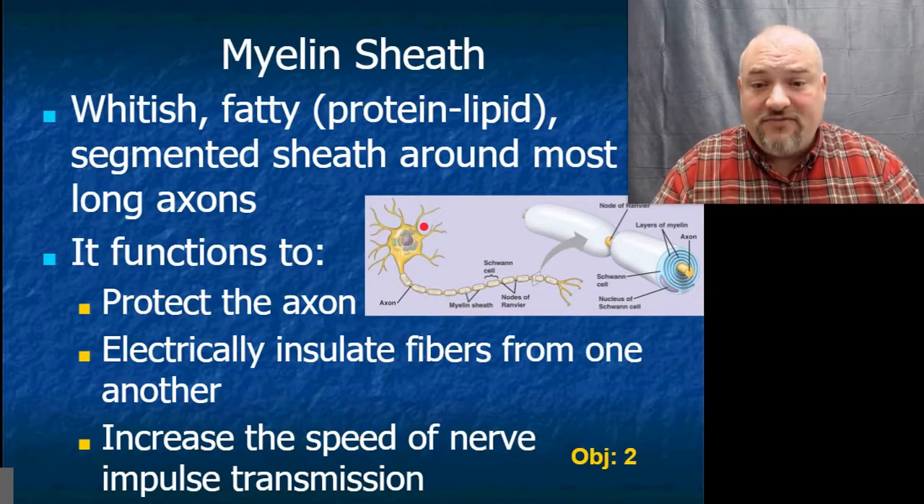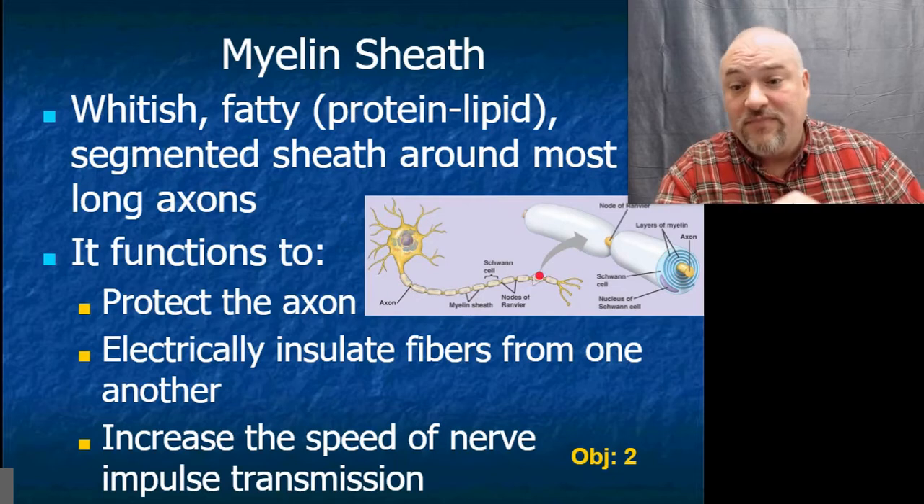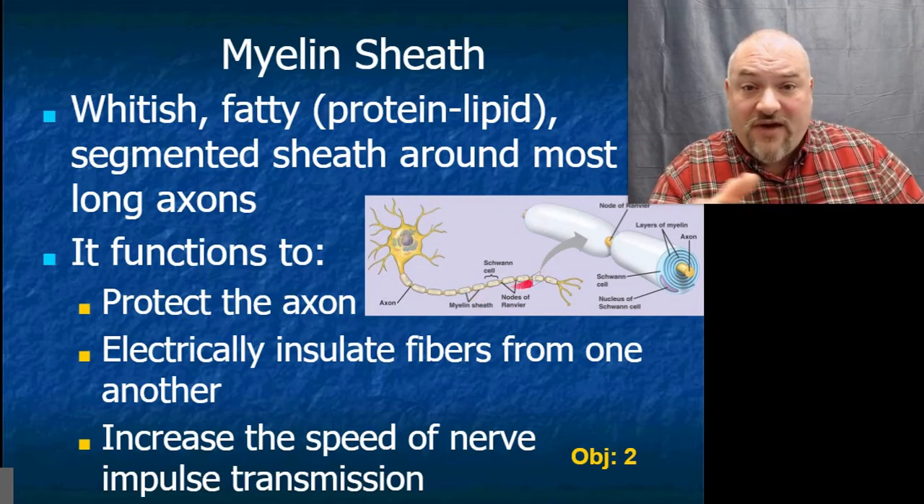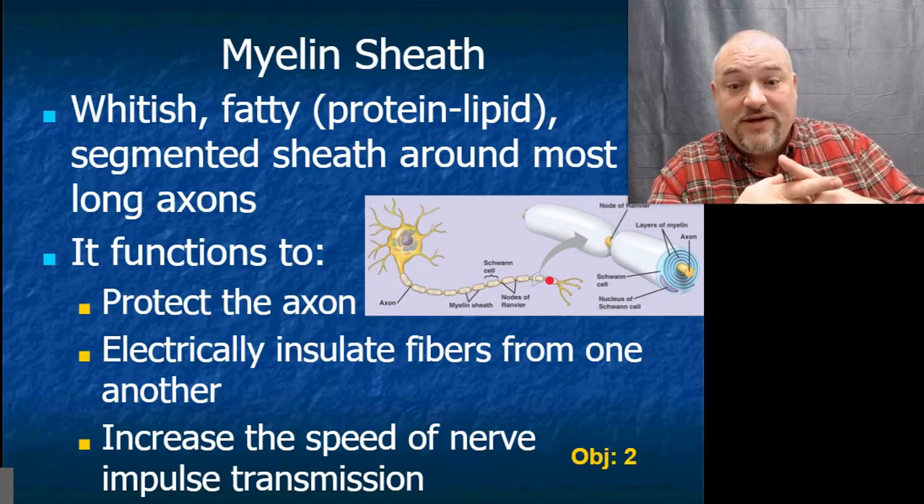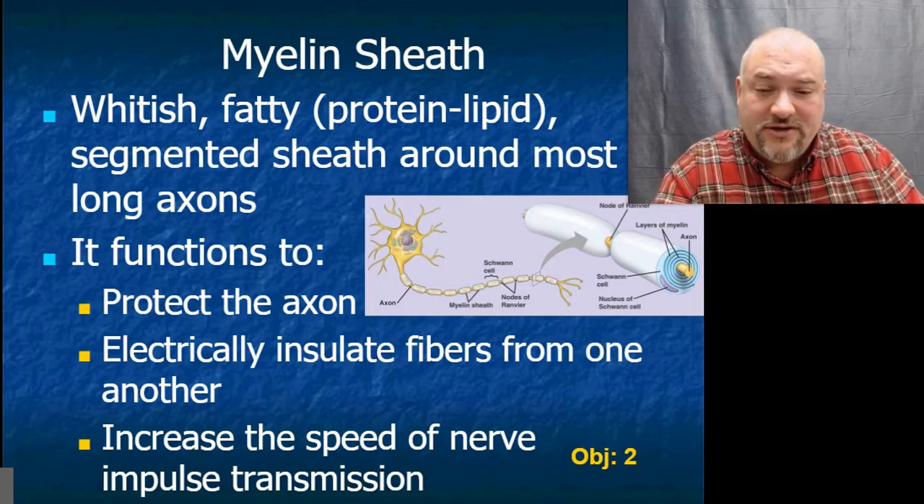So let's talk about the myelin sheath next. Remember, it's sitting around the axon here, this whitish, fatty, segmented sheath around most long axons in the peripheral nervous system. It functions to protect the axon and insulates the fibers from one another so you don't get crossed signals so much. Not quite in the sense you'd think about crossed signals in copper wiring, but it does insulate them and keep them from interfering with each other.